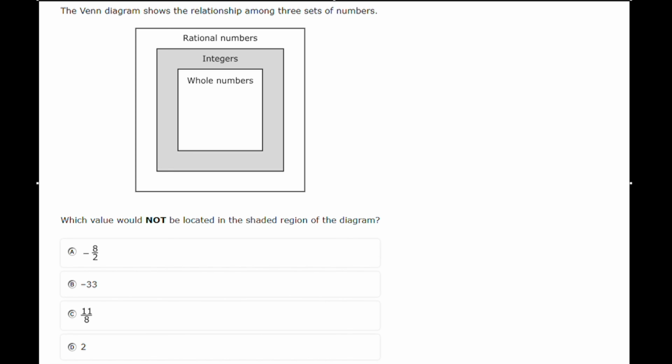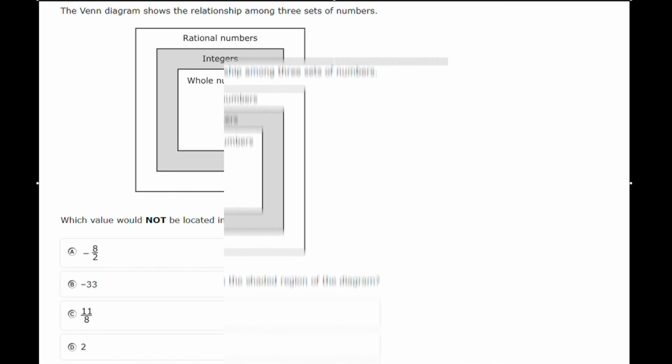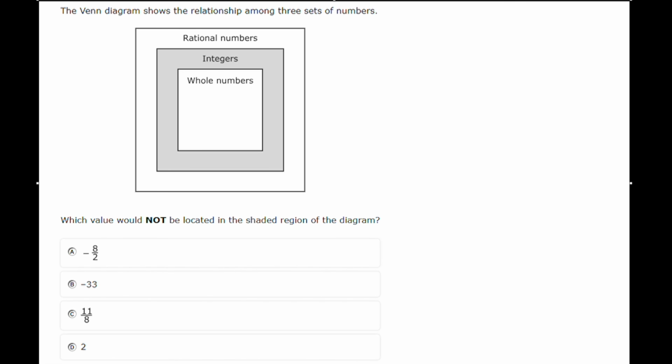All right, let's take a look at question number 7. It says the Venn diagram shows the relationship between three sets of numbers. So we have our rational numbers, we have our integers, and we have our whole numbers. Which value would not be located in the shaded region of the diagram? All right, so the shaded region represents integers, but let's first look at all of our other categories.